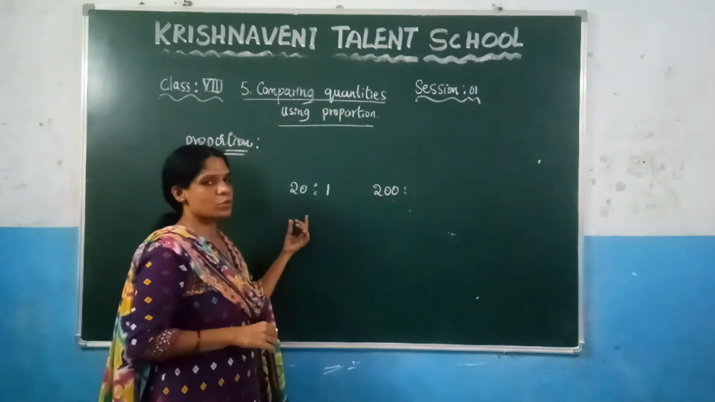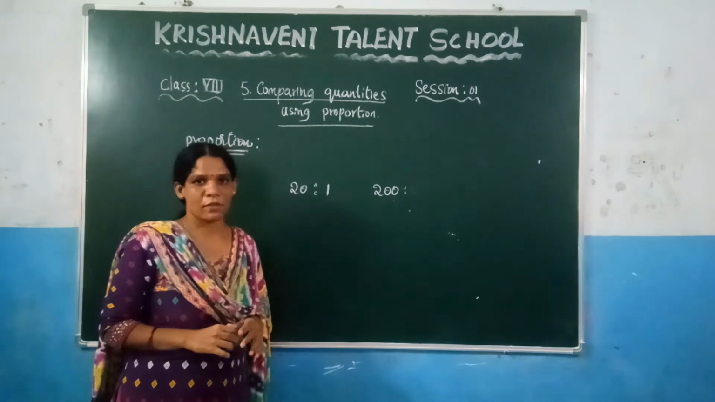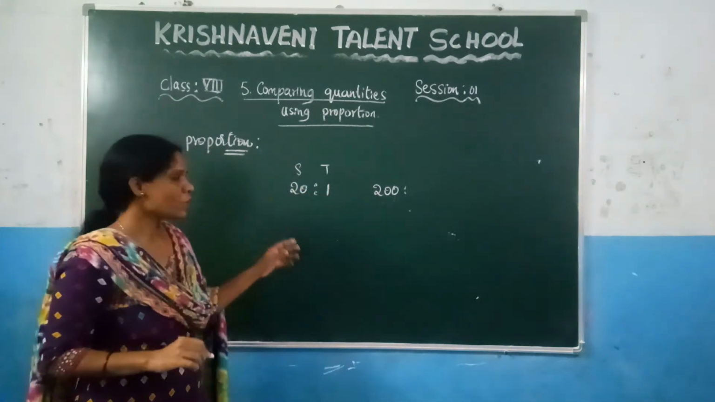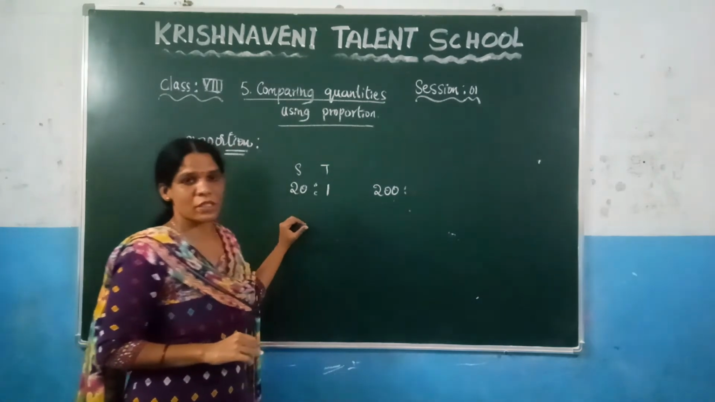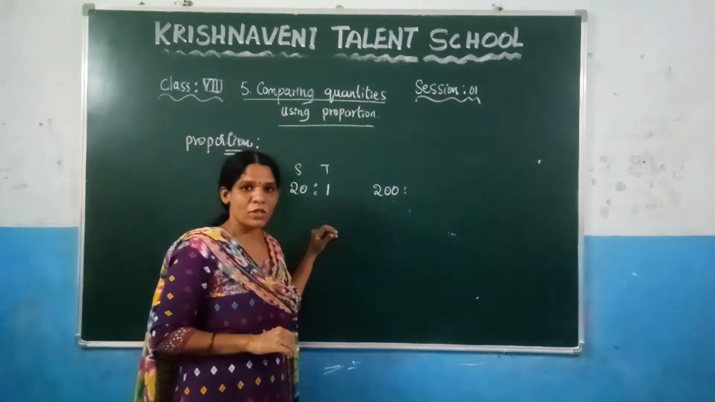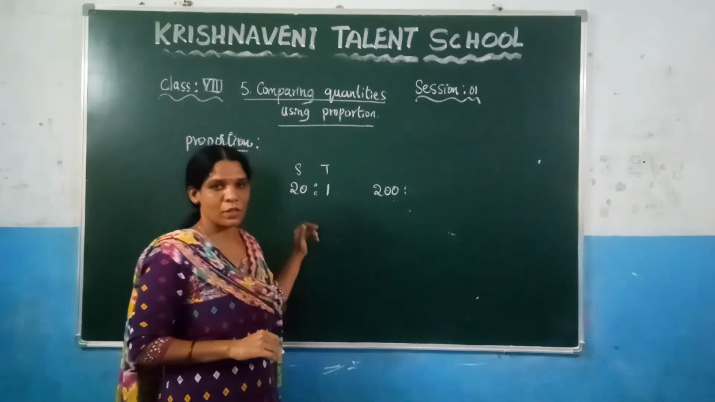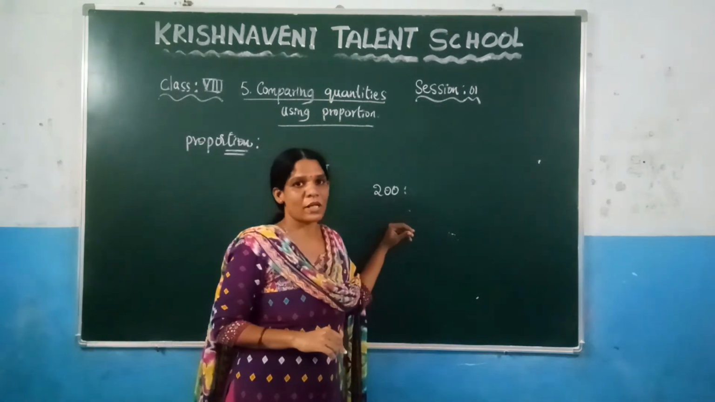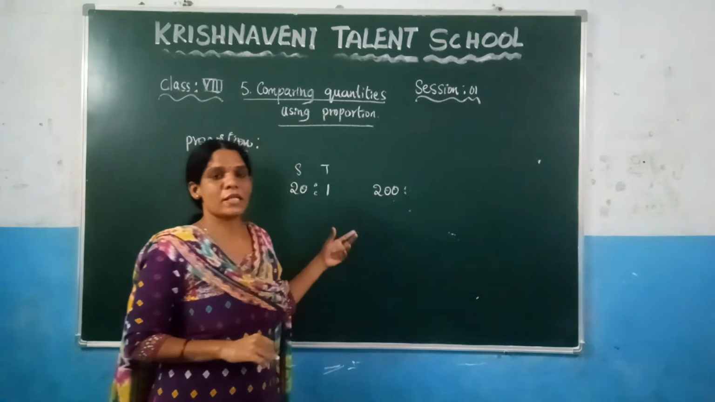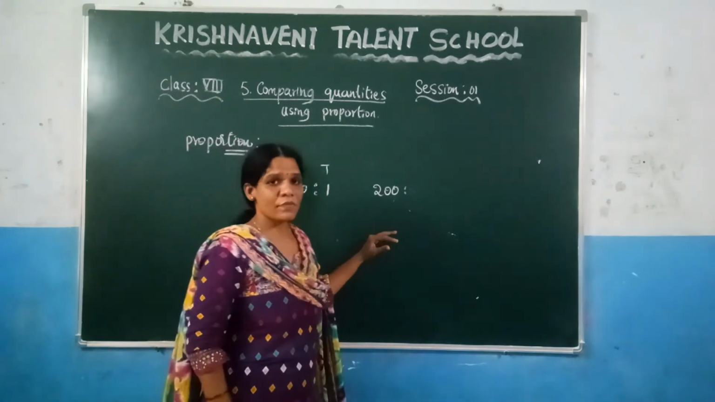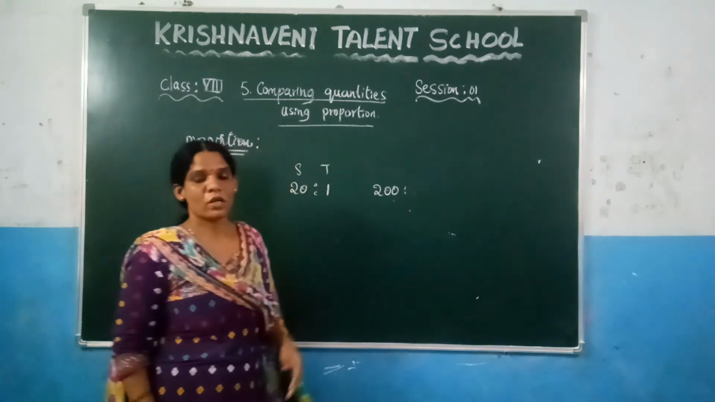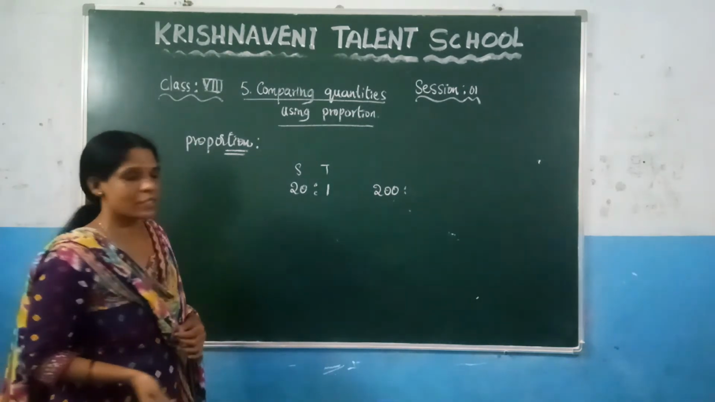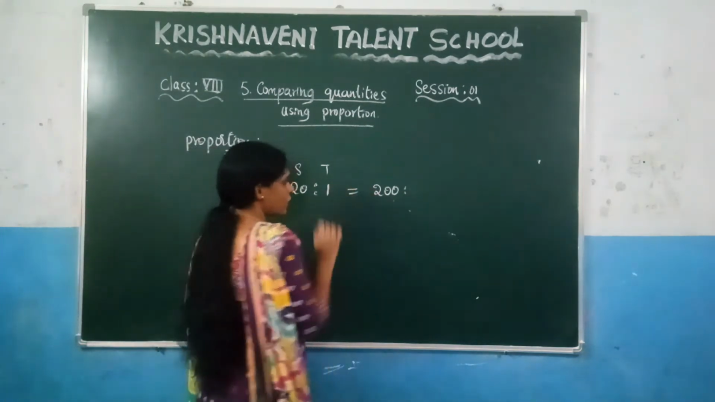Suppose for 20 students, one teacher will be there. This is nothing but the students and these are the teachers. So for 20 students, how many teachers are available in your school? One teacher is available. Similarly now, the total strength of your school is 200. Now, how many teachers should be there if the strength is 200? If you get a question like this, you can observe that these two ratios are equal, right?